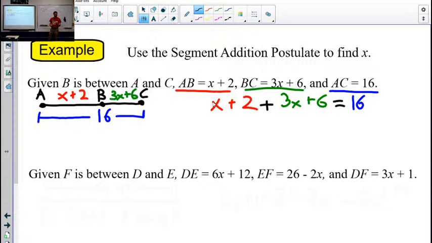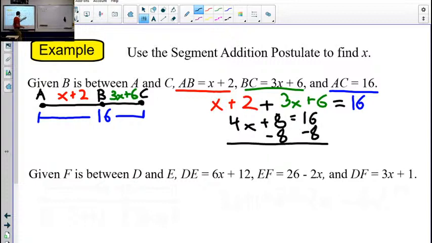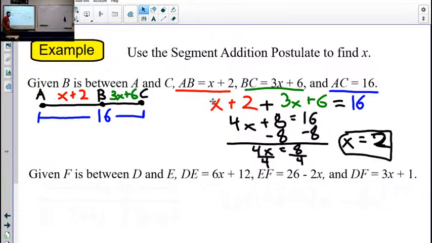I'm going to go a bit quicker for this equation, because hopefully we're comfortable with solving equations by now. I've got an x here and a 3x here being 4x. I got a 2 and 6 is 8 equals 16, so then I just need to subtract 8 from both sides. 16 minus 8 is 8. Divide by 4. 8 divided by 4 is 2. There's our final answer.